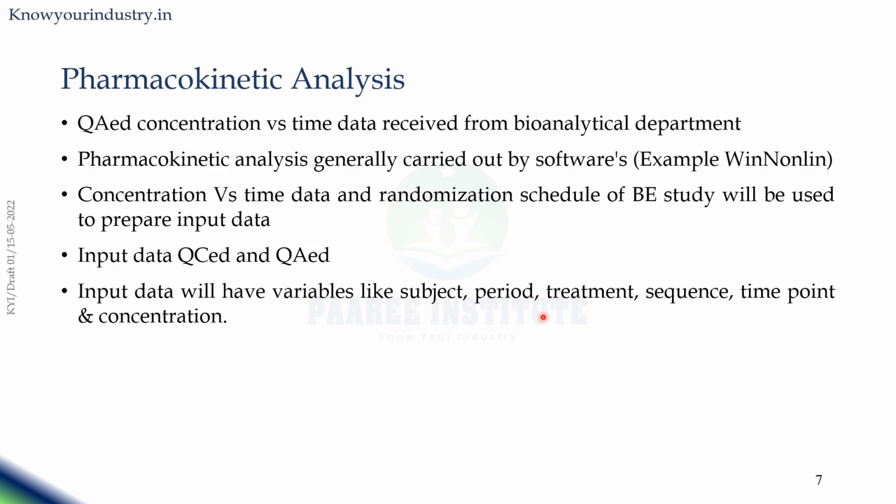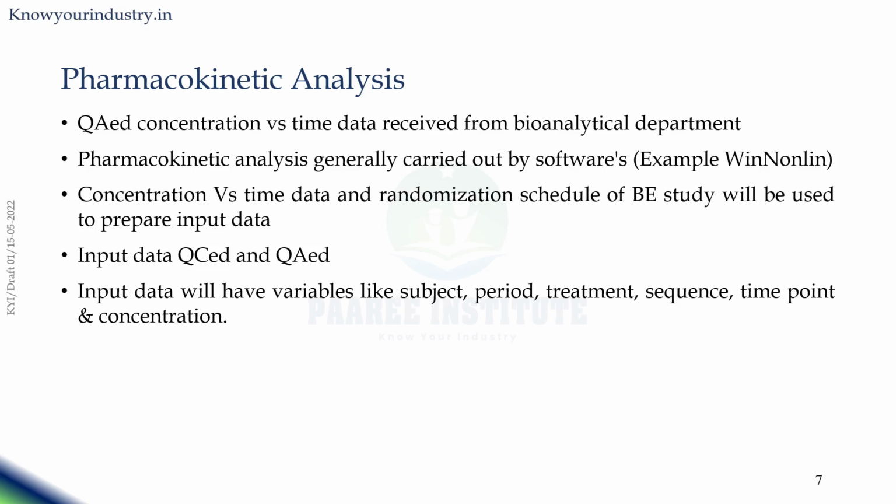Here is where the pharmacokinetic analysis happens. We already saw this briefly in some other module, but we are going to see it in a detailed manner, where the pharmacokinetic analysis starts with the concentration versus time data. This will be obtained from the bioanalytical department, and this analysis will be carried out by software called WinNonlin or some other software. SAS also you can program and do it, or you can do it manually by using Excel and some other platform.